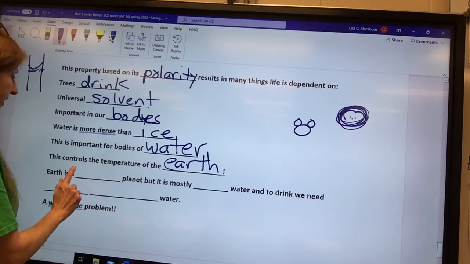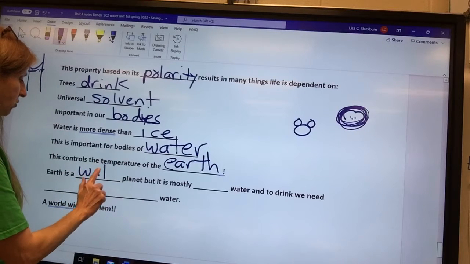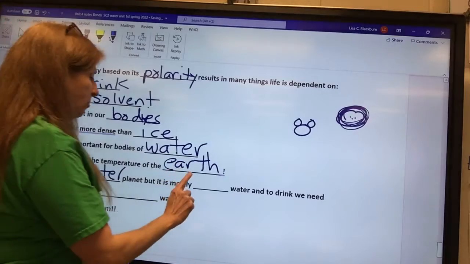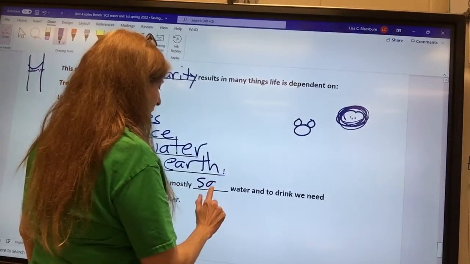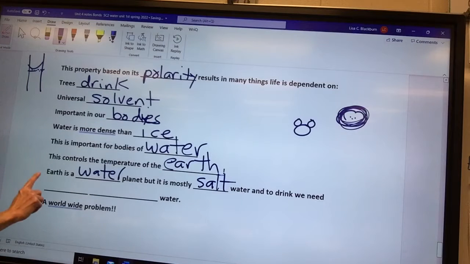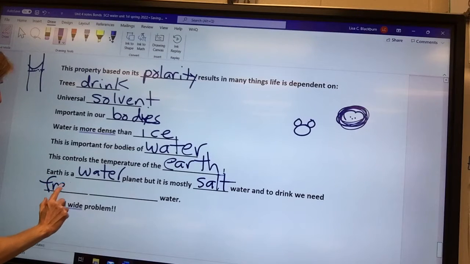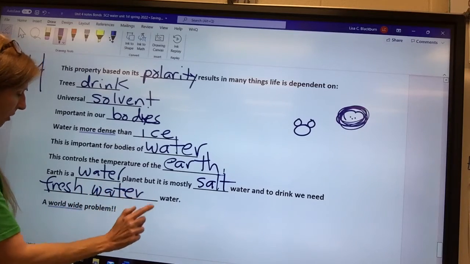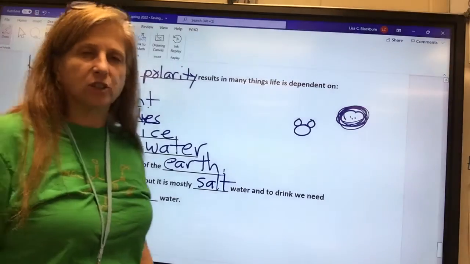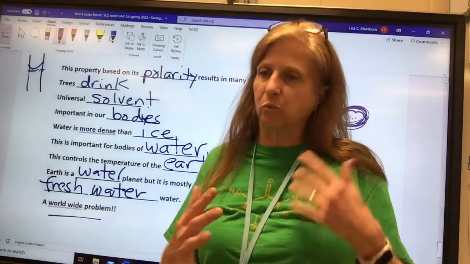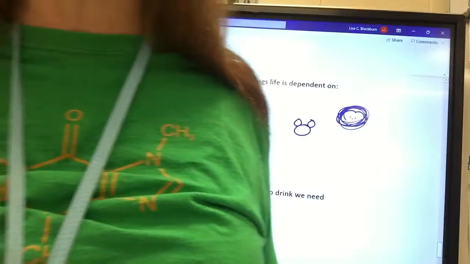Okay, Earth is a water planet that controls our temperature. So the other problem is it's mostly salt water, though, and we need to drink fresh water. So this causes a worldwide problem that we need fresh water for life. To drink, to stay alive, we have to drink fresh water. Salty water won't work.